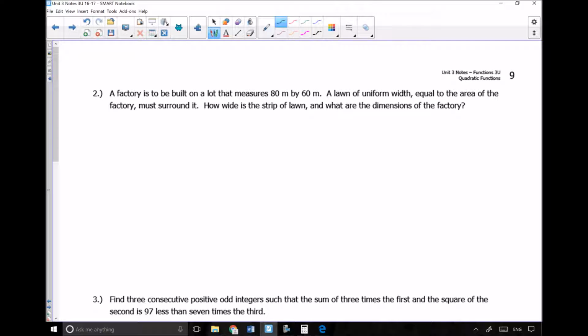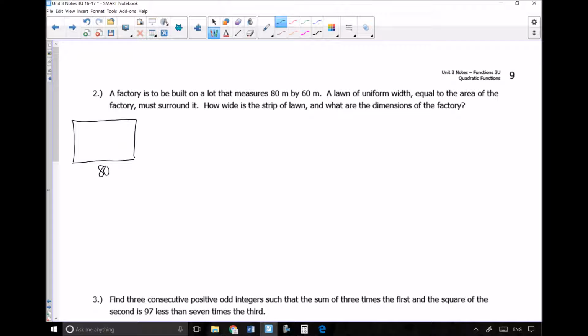Okay. Number 2, a factory is to be built on a lot that measures 80 meters by 60 meters. A lawn of uniform width equal to the area of the factory must surround it. How wide is the strip of lawn, and what are the dimensions of the factory? Okay, so the first thing I'm going to want to do is draw a picture of my lot, okay?